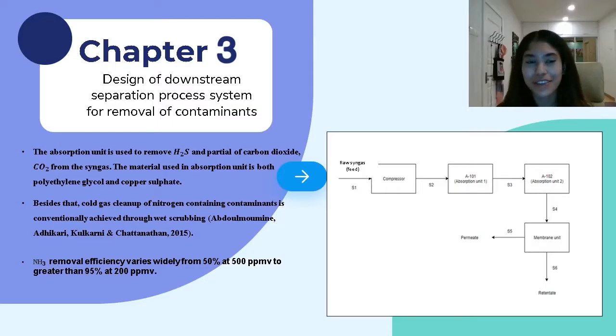Hi, I'm Rabia, and today I'll be talking about Chapter 4, which is about separation process 2. So first of all, for Chapter 4, we are required to design a downstream separation system for the removal of contaminants from syngas.